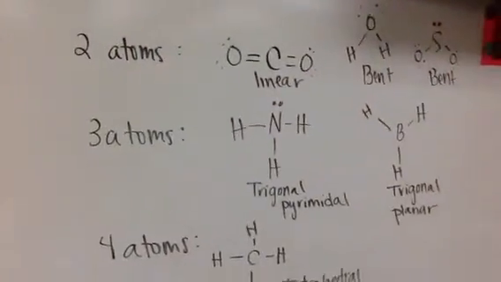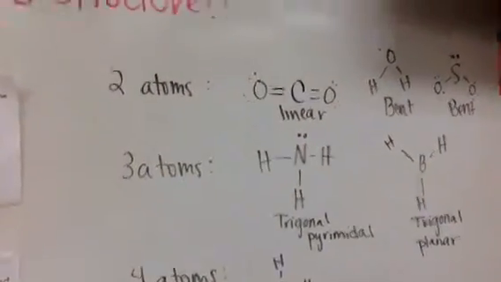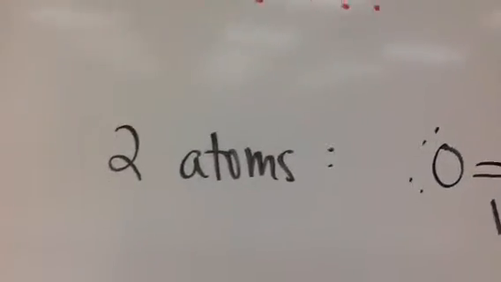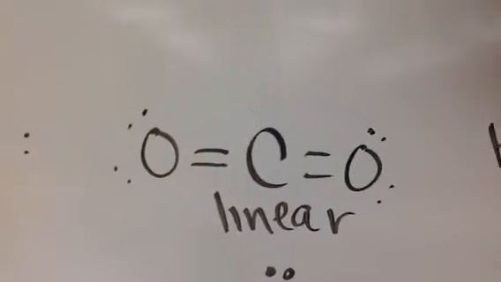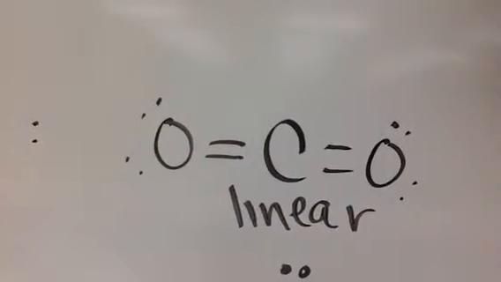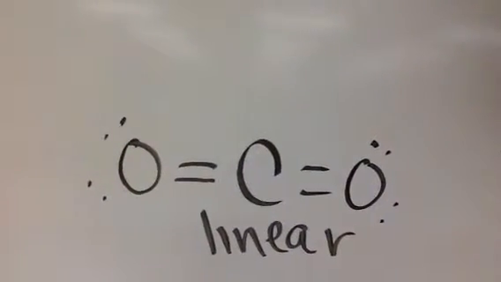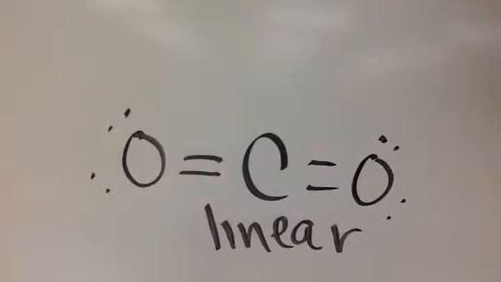So the first way that I'm going to divide everything is according to atoms. If the central atom on your Lewis structure is bonded to two atoms, and only two atoms, and there are no lone pairs, it will be linear in its VSEPR shape.